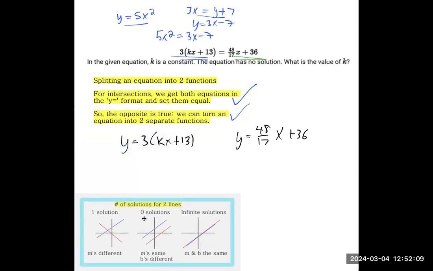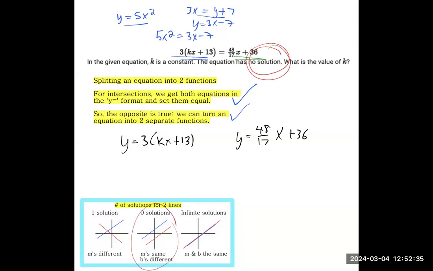But when you have two lines, the number of solutions is this: the lines hit once where the slopes are different, never, zero solutions, where the slopes are the same and the y-intercepts are different, or infinite solutions where the slopes and the y-intercepts are the same. So here, it makes more sense now that we're told that these things have no solution. In other words, these two lines are two parallel lines that never hit.